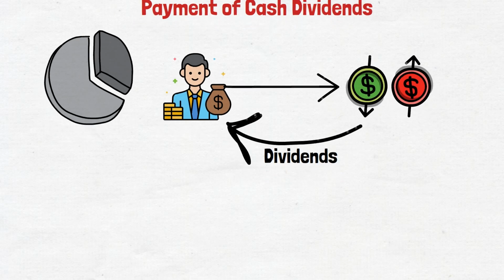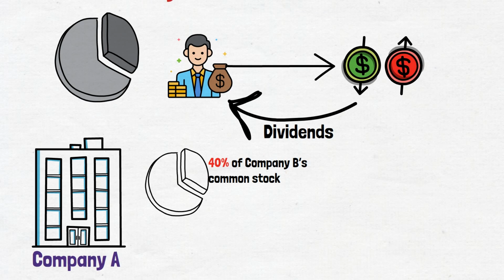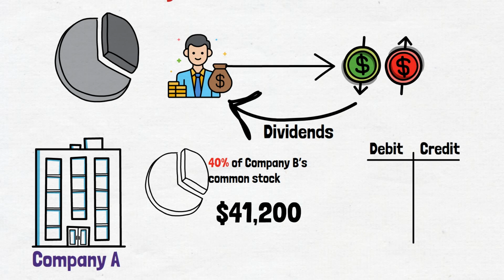For example, assume Company A owns 40% of Company B's common stock. Therefore, it should record its share of the $41,200 cash dividends received as follows. Debit, dividend revenue $41,200. Credit, long-term investments $41,200 times 40% equals $16,480.